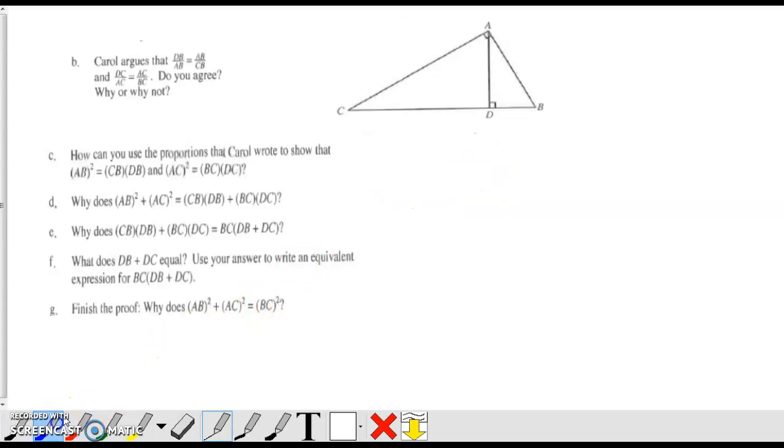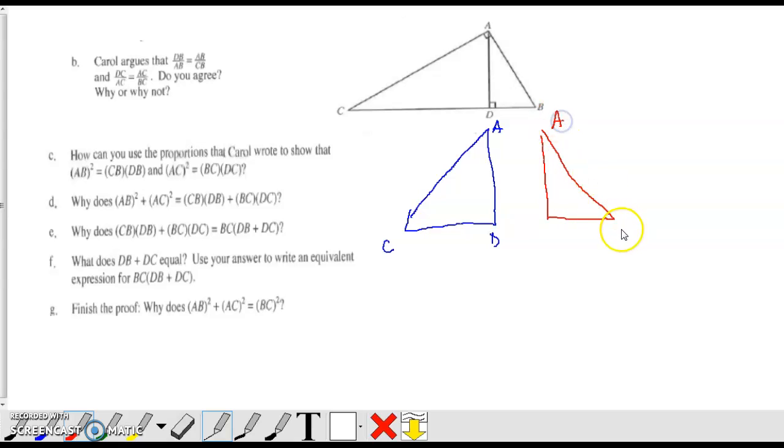One triangle will be in blue: C, A, D. One triangle will be in red: A, B, D. And then one triangle will be in black. This will be our normal triangle, which was C, B, and A. Okay, so if these are all similar, all of the proportions should be the same.